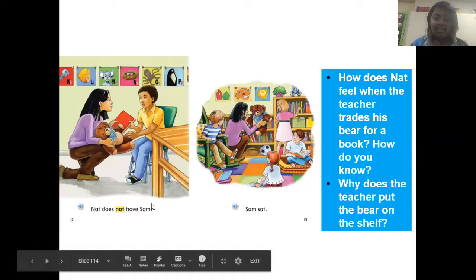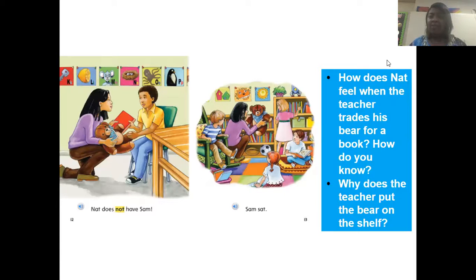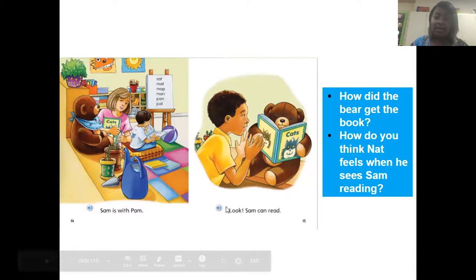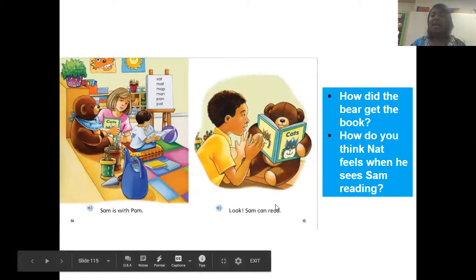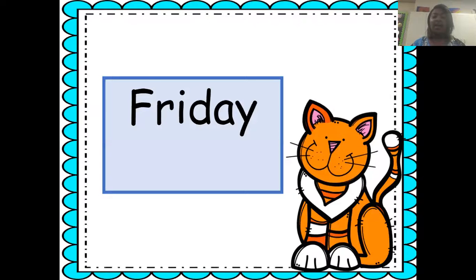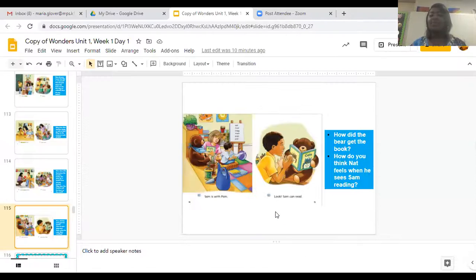Nat does not have Sam. Sam sat. How does Nat feel when the teacher trades his bear for a book? How do you know? Why does the teacher put the bear on the shelf? Sam is with Pam. Look, Sam can read. How did the bear get the book? How do you think Nat feels when he sees Sam reading? All right, so remember those key details when you're reading. That's what good readers do.